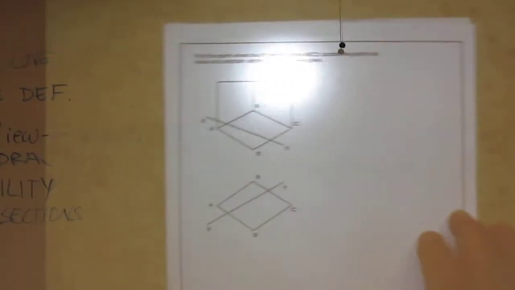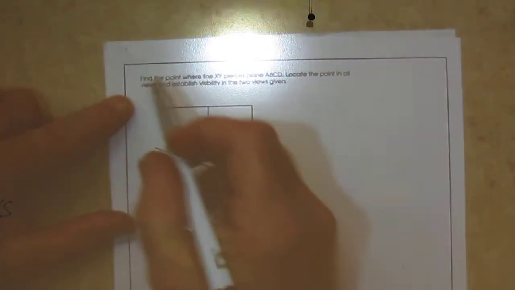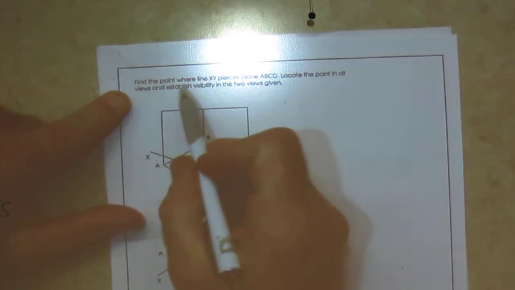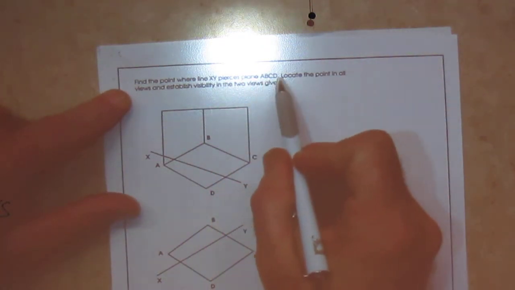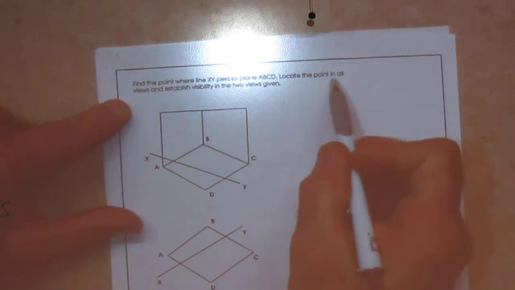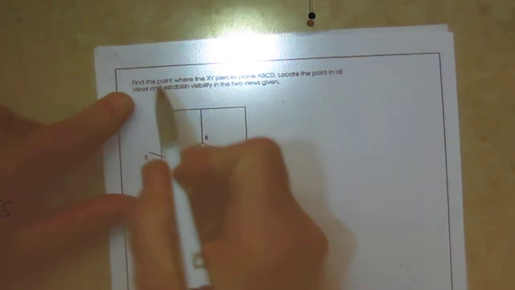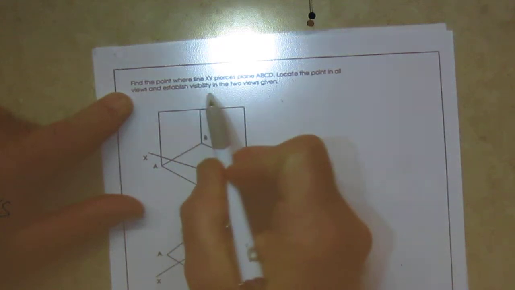So on number 10, what were we doing on this one? Keep in mind, let's read the instructions first. Find the point where line XY pierces plane ABCD. So that's an intersection problem right there. Locate the point in all views. Then establish visibility. Those are two different things.